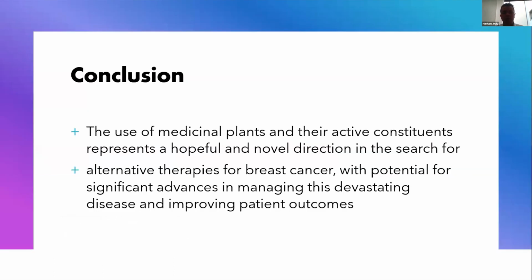The use of medicinal plants and their active constituents represents a ray of hope and a novel direction in the search for alternative therapies for breast cancer, with potential for significant advances in managing this devastating disease and improving patients' outcomes.